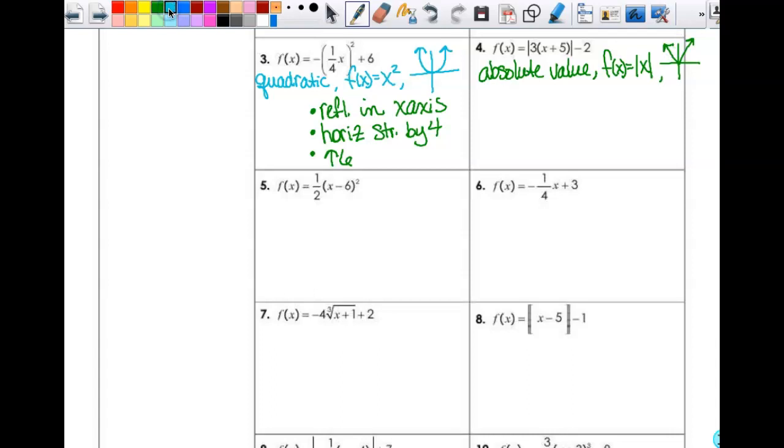Think for a second. How many transformations do you think there are? 3. So that's one reason why I want you writing this down. Anything other than this is going to count. So I've got a 3, a 5, and a negative 2, so that is 3 things happening there. So you take a second, think about what you think they are, and write those 3 down.